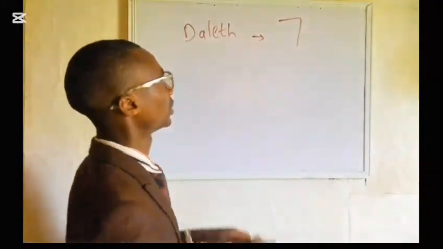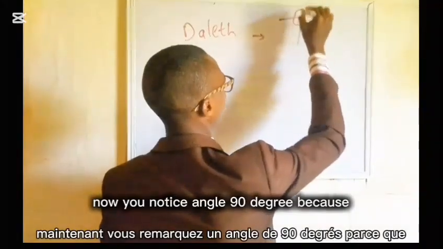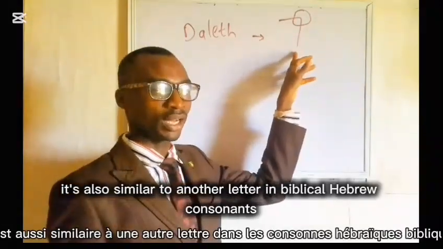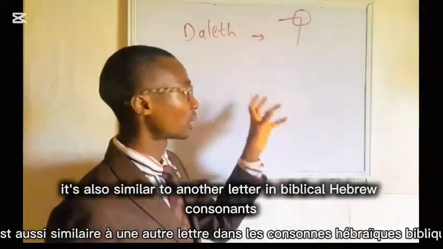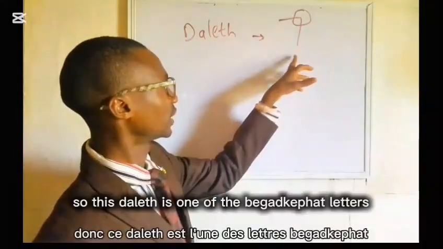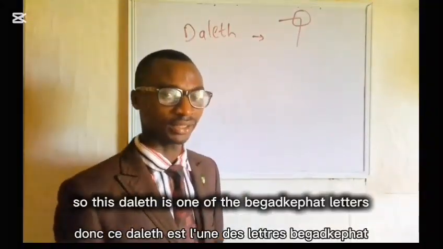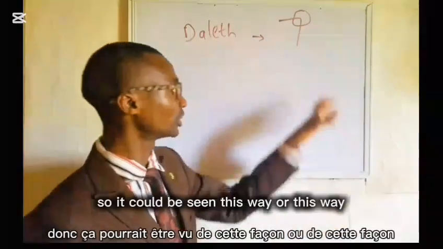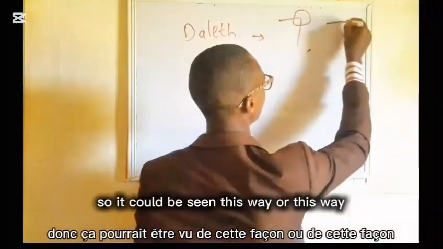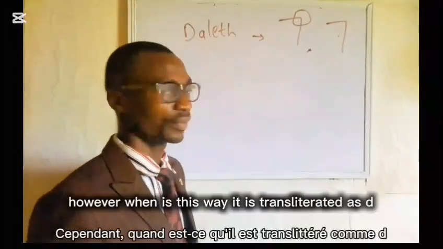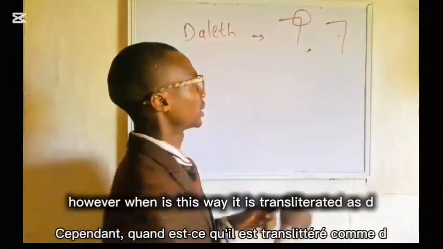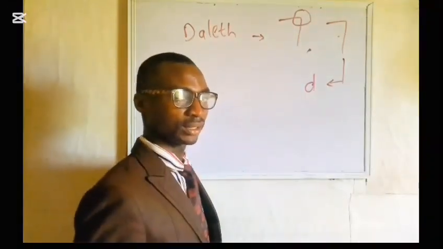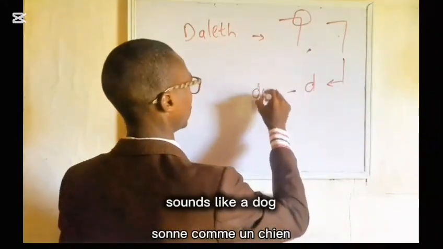Dalet. Now you notice the angle is 90 degrees, because it also resembles another letter in biblical Hebrew consonants. So this Dalet is one of the Begadkefat letters. It has the tendency of either receiving a dagesh or not receiving a dagesh, so it could be seen this way or seen this way. However, when it's this way, it is transliterated as D, in other words, like a dog.